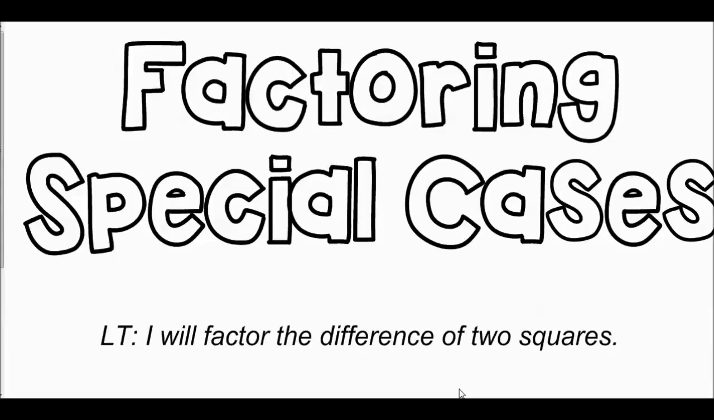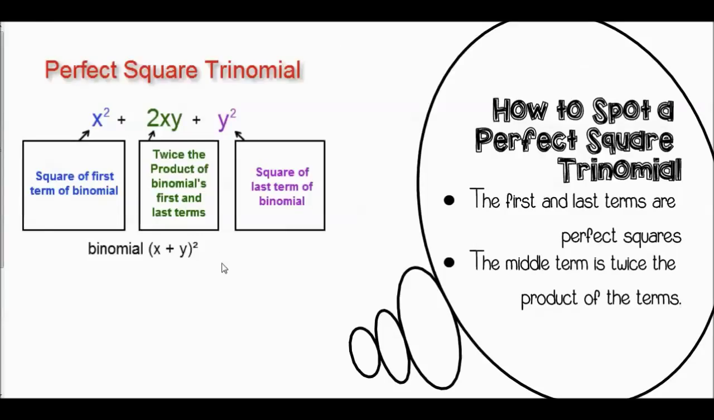Factoring special cases is where we take those shortcuts that we found earlier in the chapter, and it makes factoring much easier, because if you can spot how they are special, then it is much easier to factor them. So our learning target is that we can factor the difference of two squares.